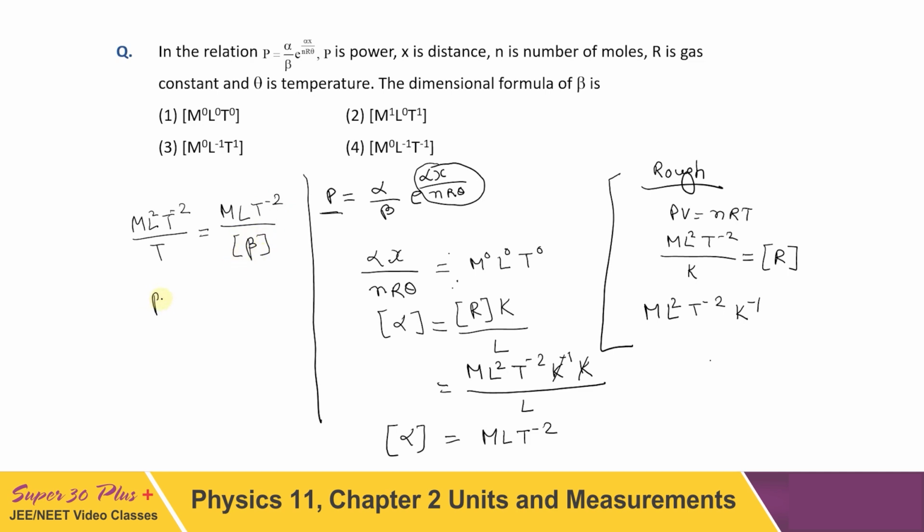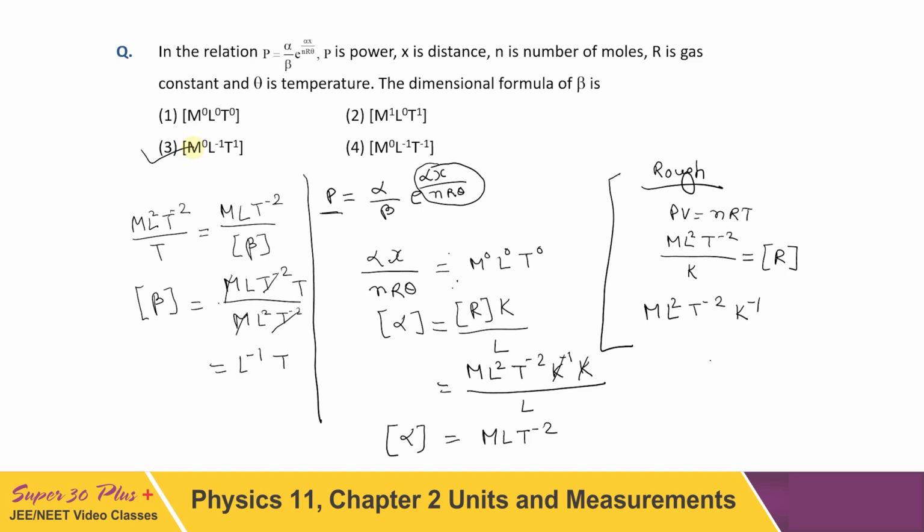From here we can write dimensional formula for beta would be mL T minus 2 into T upon mL2 T minus 2. These two got cancelled, m got cancelled, 1 L also got cancelled. So we got L minus 1 T. Which option is this? L minus 1 T. Option C, you can check.